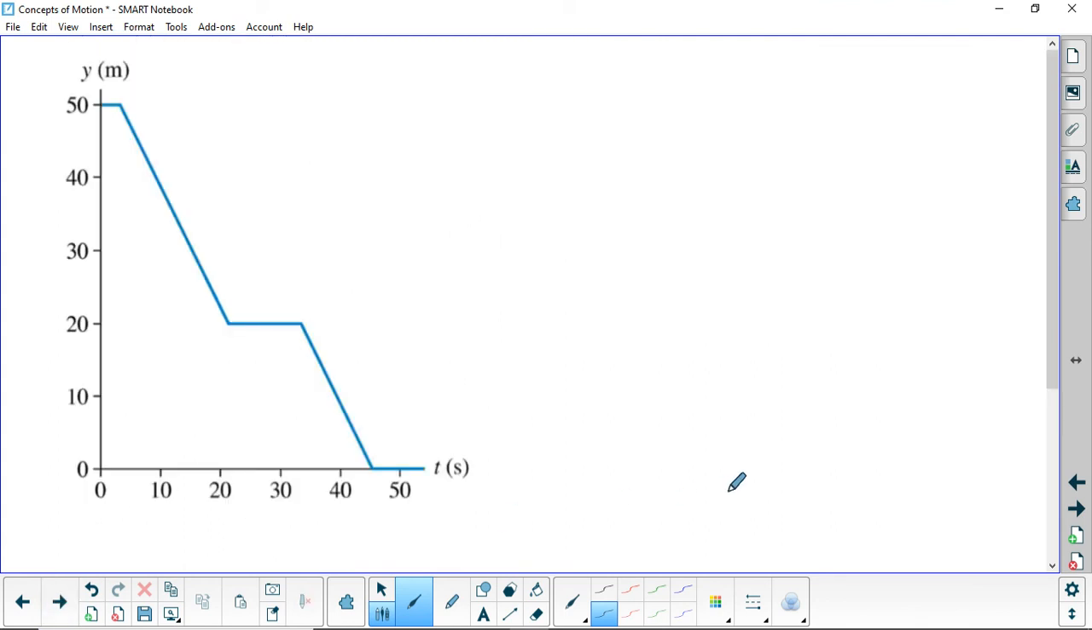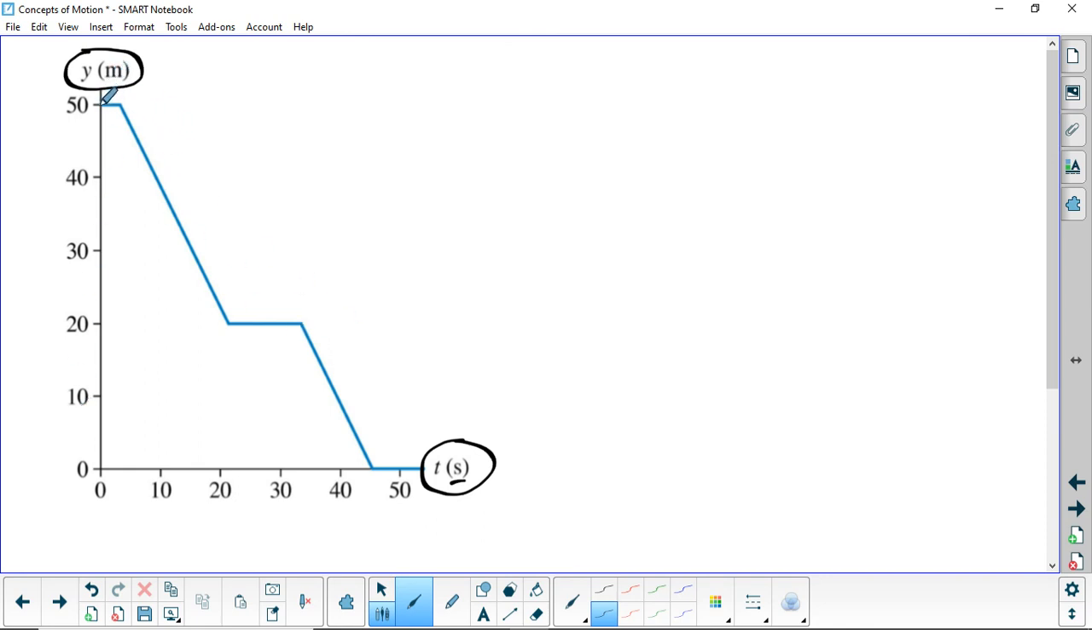Hope that helps there. Okay, one more. See if you can describe the motion for this one. Okay, I always like to go to my axes. We're in seconds, so we're moving relatively quickly here. And we are in the y direction. That's vertical, and we're in meters.